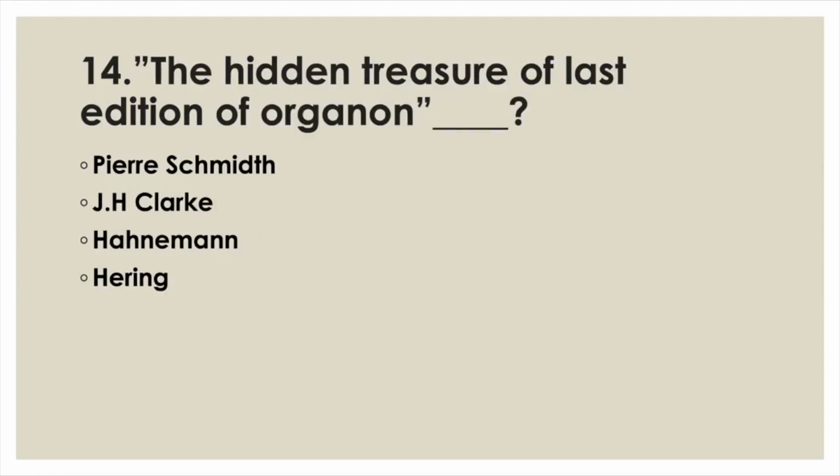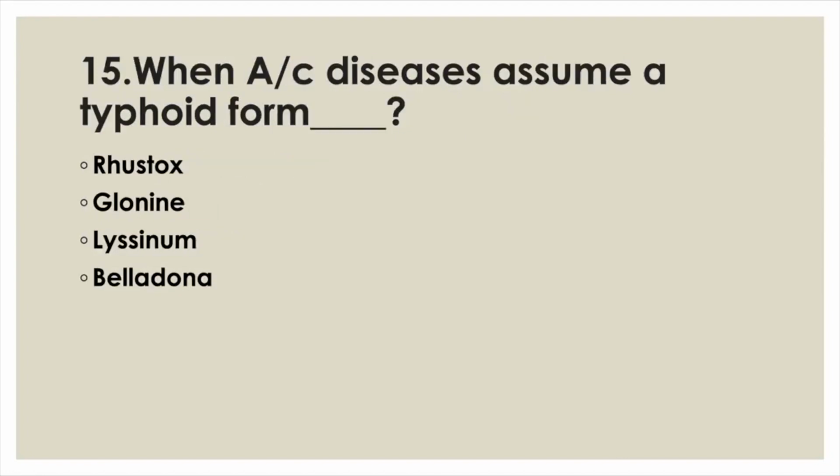The Hidden Treasure of Last Edition of Organon, written by option A, Pierre Smith. Option B, J.H. Clarke. Option C, Hahnemann. Option D, Hering. Answer, option A, Pierre Smith. When acute diseases assume a typhoid form: option A, Rhus tox. Option B, glonoine. Option C, lycopodium. Option D, belladonna. Answer, option A, Rhus tox.